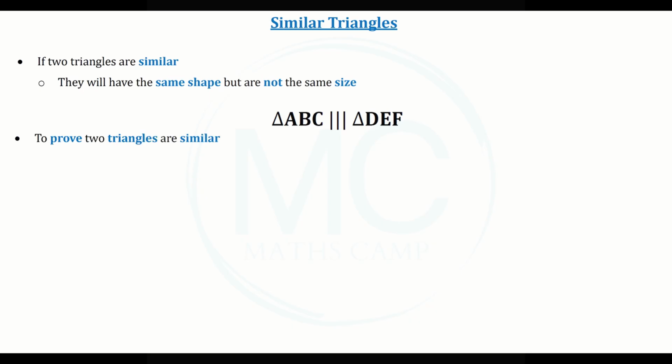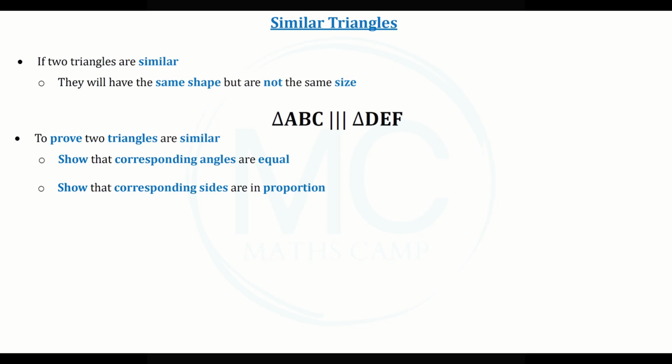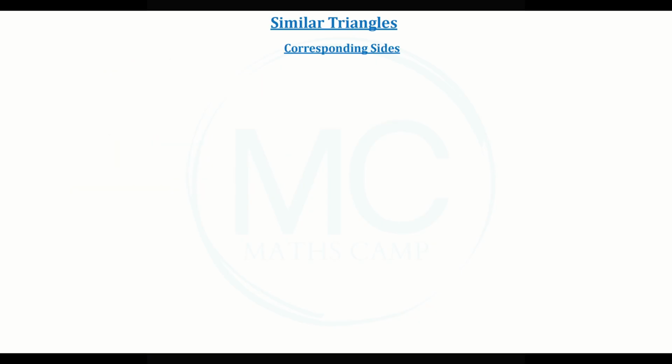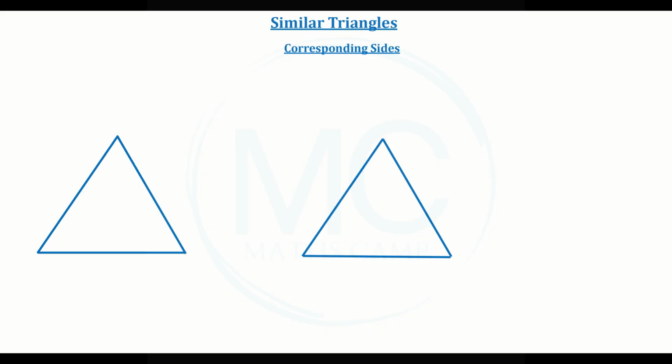To prove that two triangles are similar, we need to show that corresponding angles are equal or that corresponding sides are in proportion. We've already looked at corresponding angles, so now we're going to look at corresponding sides. So what exactly are corresponding sides? Let's draw two triangles. Let's call the one on the left ABC and the one on the right PQR. And let's write ABC down here and PQR down here as well.